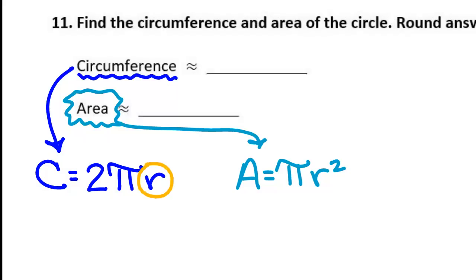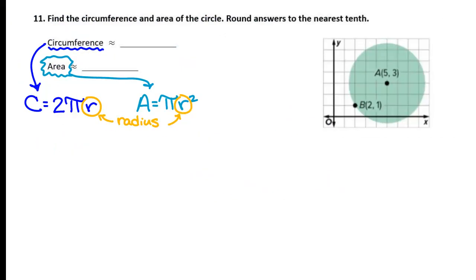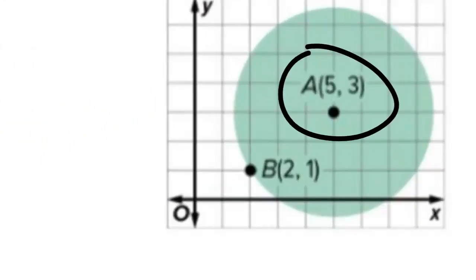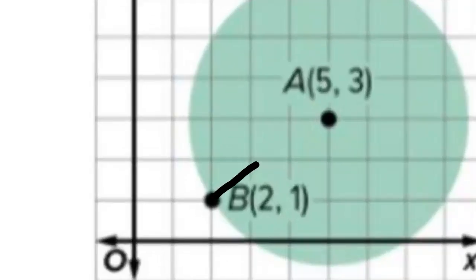What does the r mean in both of these places? Not radical. Radius. That's what the r means in each of these formulas, is the radius. The radius of a circle goes from the center to the edge. When I look at the picture they gave us, we have a point that's at the center. We have a point that's at the edge. So if I draw a straight line in between those two, that distance right there is the radius.